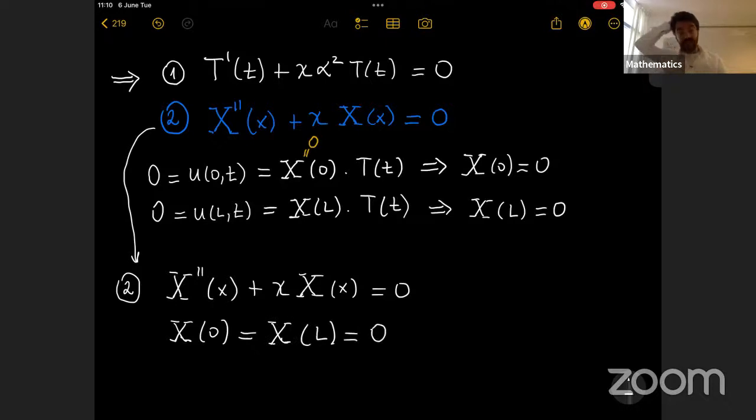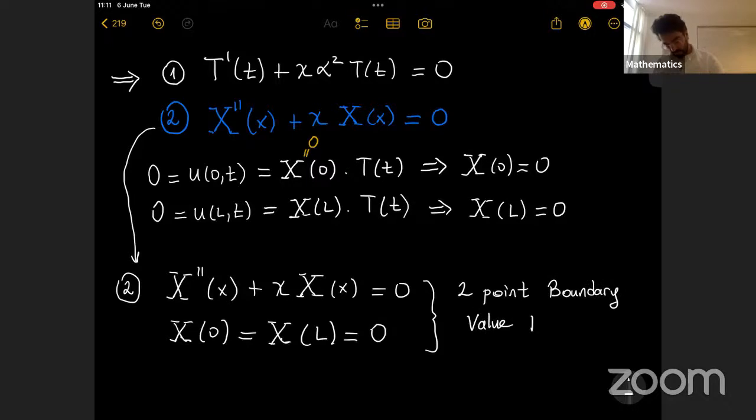Okay, well, this is an ordinary differential equation, right? It's a two-point boundary value problem. Remember, we discussed this last time. It's an ordinary differential equation because we have only one variable, x.